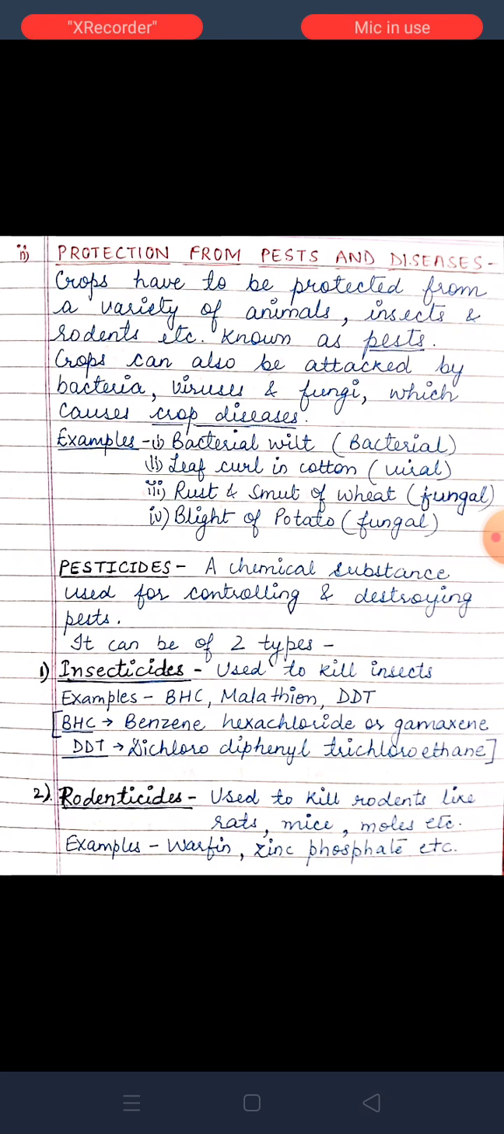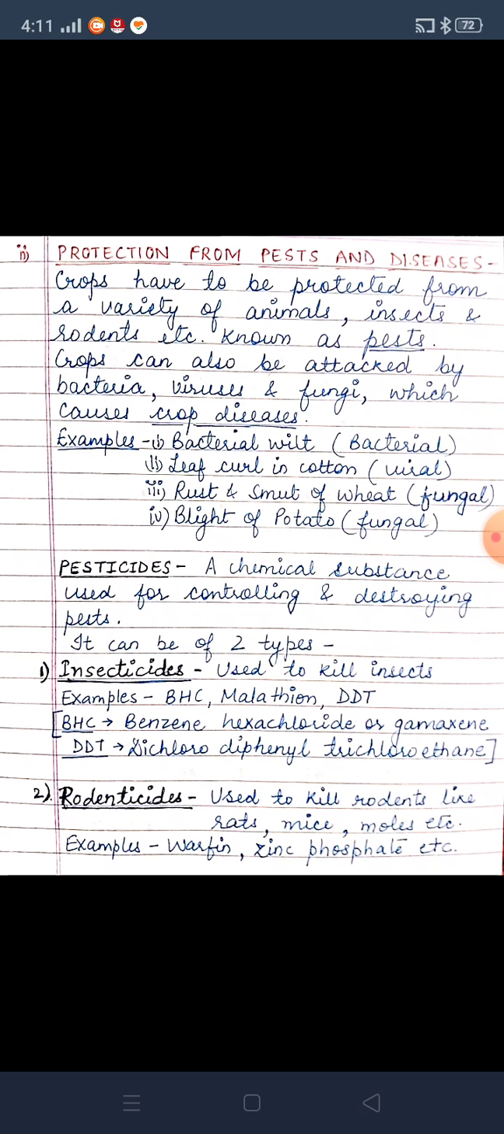The full form of BHC is benzene hexachloride, or gamaxine is the common name. DDT is dichloro diphenyl trichloroethane. So these are mainly chemicals which are prepared in laboratories and they work for a particular insect.